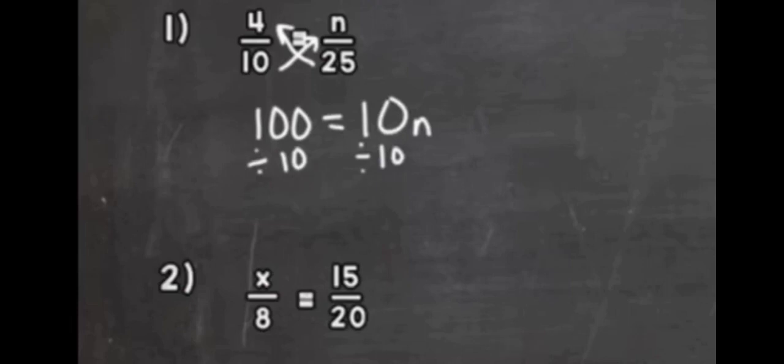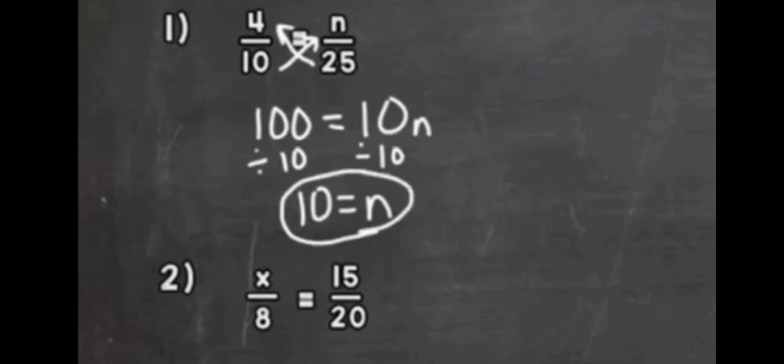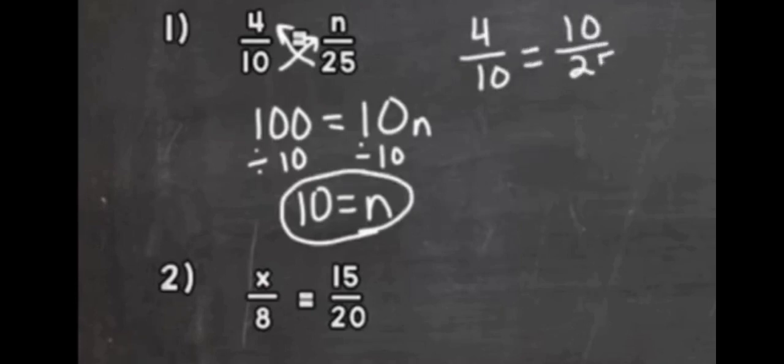So 10 divided by 10 will give us 1, which is just the same thing as 1 times n, which is n, and 100 divided by 10 is 10. So n equals 10. So 4 over 10 equals 10 over 25.